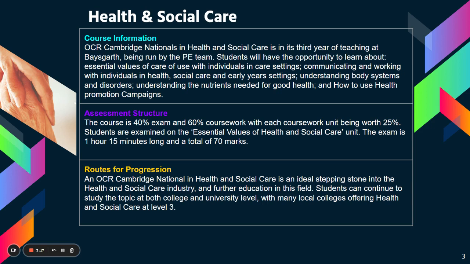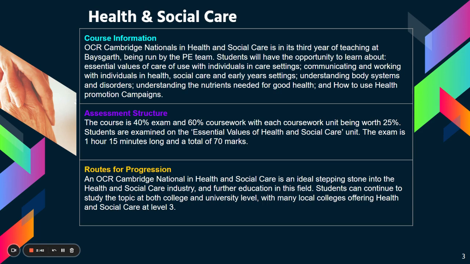We look at how the body works and different disorders that affect the body. So we look at a little bit of disease and how that's treated. We look at nutrition and how nutrition is needed for good health and how people in the health and social care industry can help to maintain people's health through supporting good nutrition. And we also look at health promotion campaigns, how the government and how the NHS and how different health and social care organisations use campaigns to try and improve the health of people around the country.